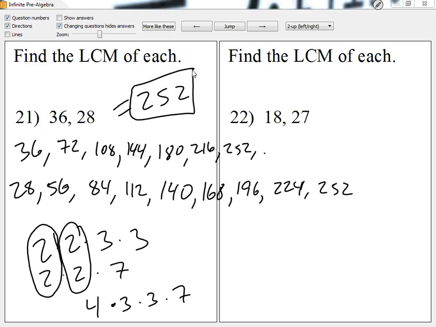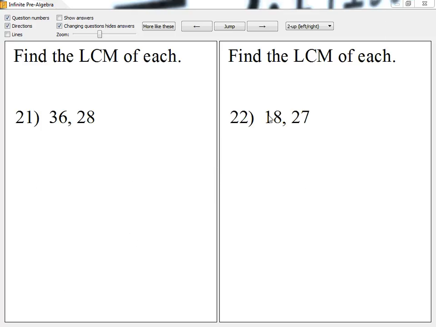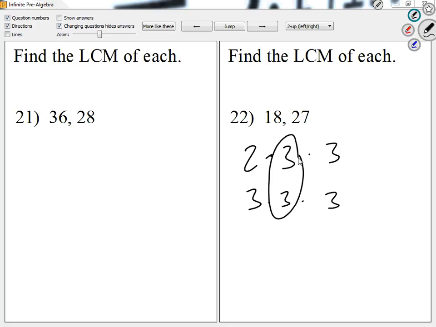Alright, so the next question, let me do it downward. Let me take a look at number 22. Prime factorization of 18 is going to be 2 times 3 times 3. We know how to get there, so I'm not going to explain how we got there. 27, I know it's 3 times 3 times 3. If I was looking for the greatest common factor, it would be 9, right? 3 times 3, greatest common factor.